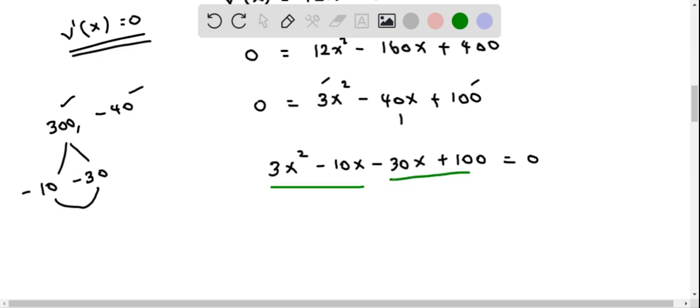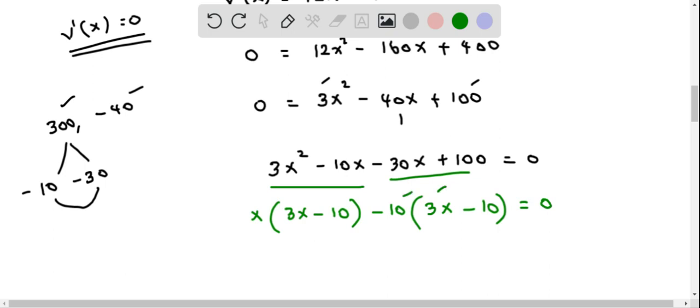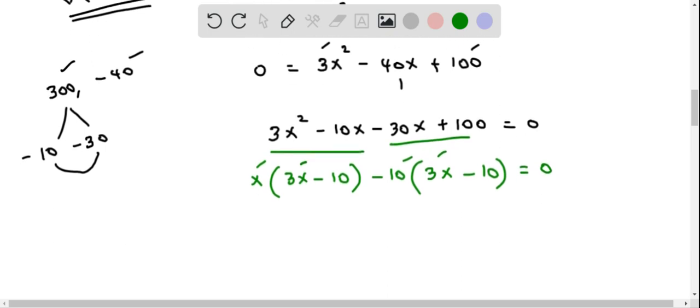Now we factor x from the first two terms as well as negative 10 from the last two terms. So let's do that. Factor x, we get x times 3x minus 10. I then factor negative 10 from these two terms, so I will put negative 10 times 3x minus 10. This equals 0. Let's verify this. Negative 10 times 3x is negative 30x. Negative 10 times negative 10 is a positive 100. And x times 3x is 3x squared. X times negative 10 is negative 10x. So this is perfect.